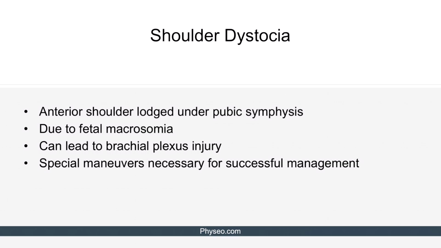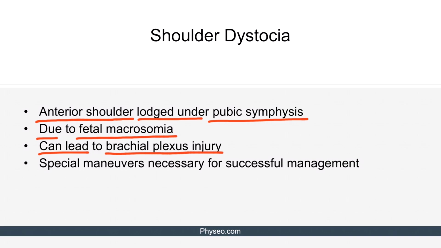Now let's discuss shoulder dystocia. Shoulder dystocia is when the anterior fetal shoulder gets lodged under the maternal pubic symphysis after the fetal head is delivered. As we mentioned in one of the previous slides, this is due to fetal macrosomia. It's important to know that shoulder dystocia can lead to brachial plexus injury. We cover shoulder dystocia in great depth in the lecture called Complications of Labor and Delivery, so we're not going to go into too much detail here.